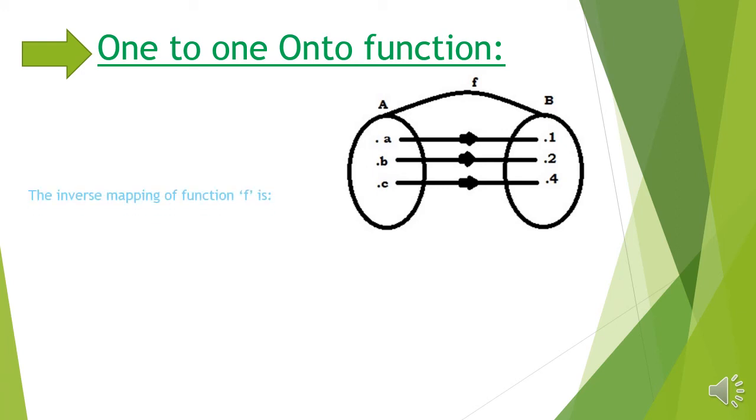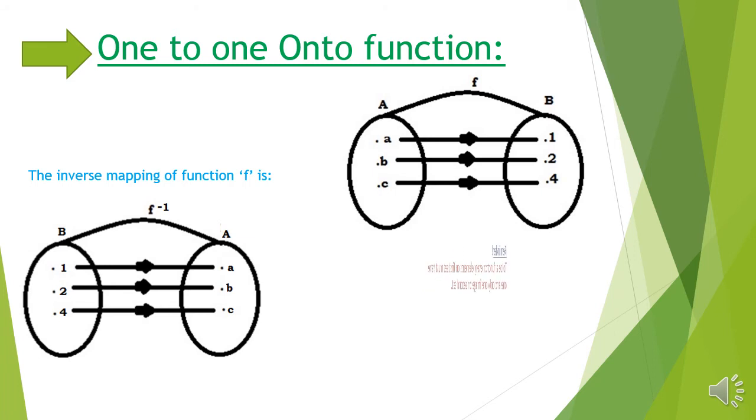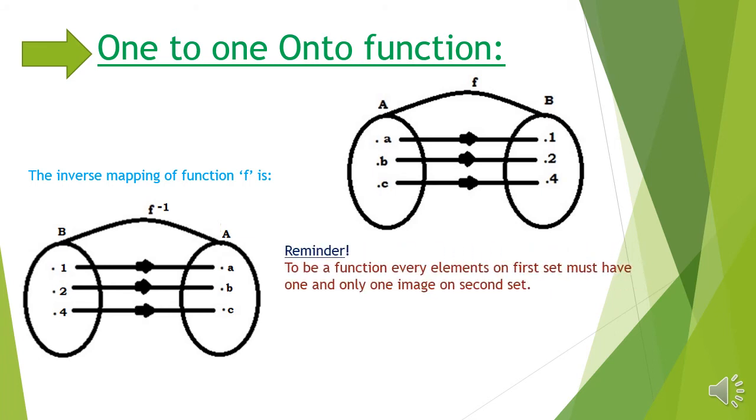So let's see the inverse mapping of F. We are checking it. We are examining it. Let's see the reminder. Does it go with the reminder or not? Every element on the first set must have one and only one image. See, every element in the first set has one and only one image. Now it goes with the definition of a function.